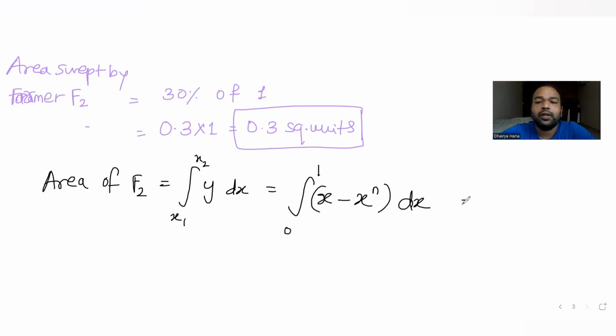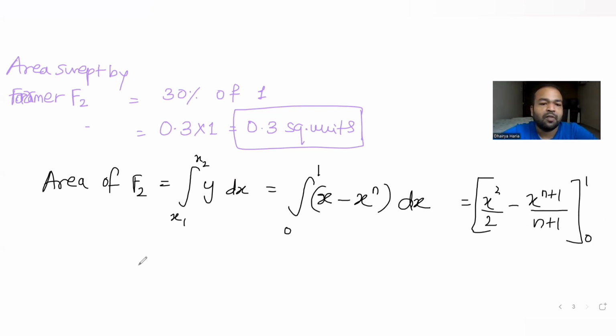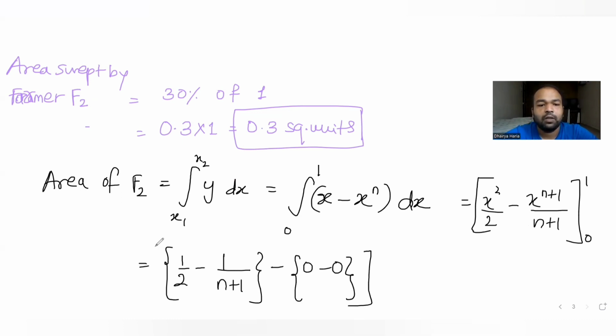So if you solve this integral, you get x square by 2 minus x raised to n plus 1 upon n plus 1. The limits still are from 0 to 1. If you apply the limits, it's half minus 1 upon n plus 1, minus 0 minus 0. And we have also been told that the area swept by F2, which we already know in terms of square units, is equal to 0.3.